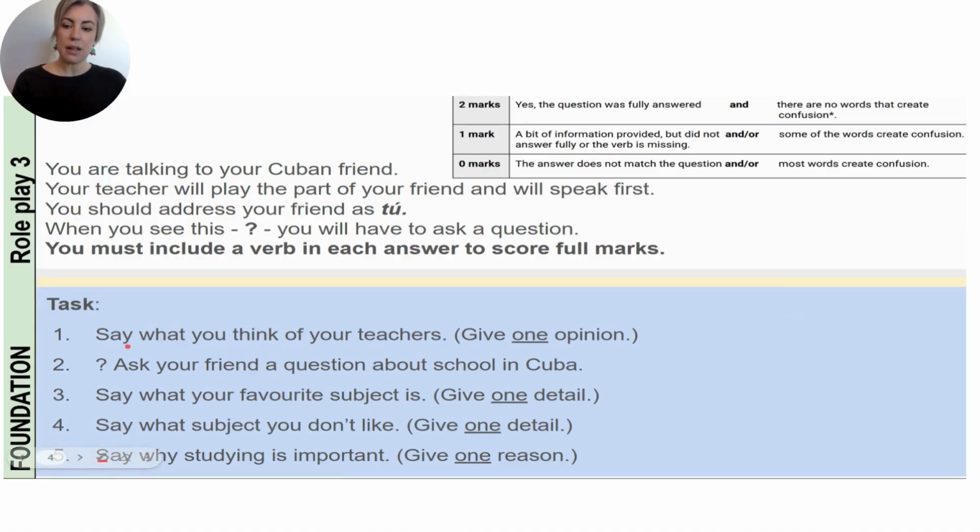If you do everything that's here, so for example, say what you think of your teachers. I think my teachers are great. You're answering this question in Spanish and you're giving one opinion. That's what you have to do in brackets. You get 2 marks if, when you deliver it, the delivery is also good and the examiner understands everything. Okay, so 2 marks for each of these bullet points makes 10.